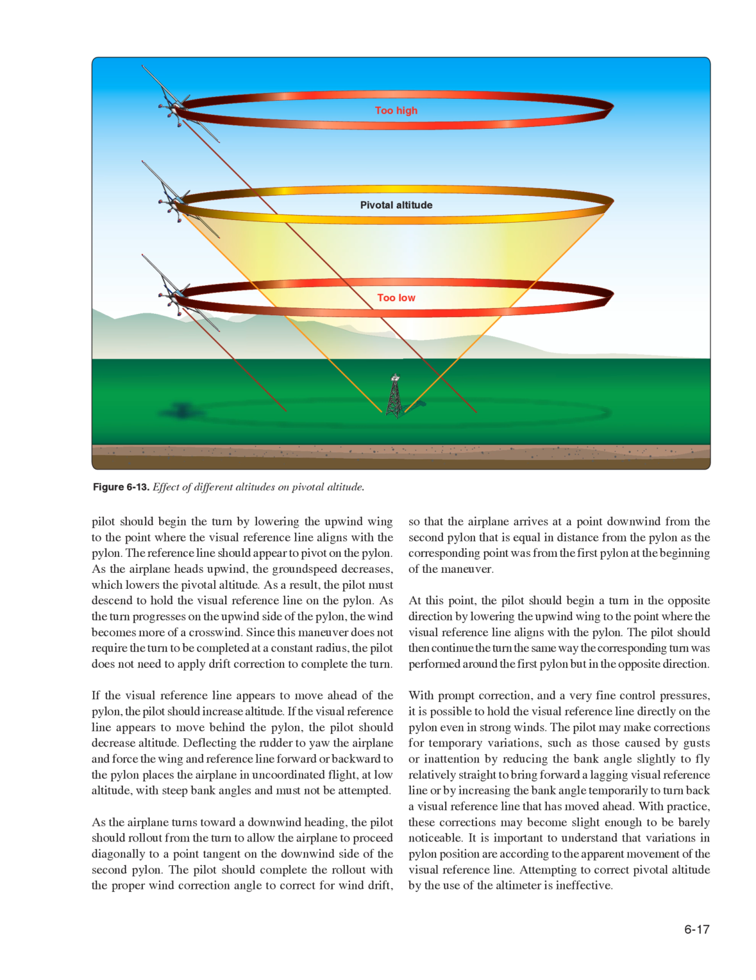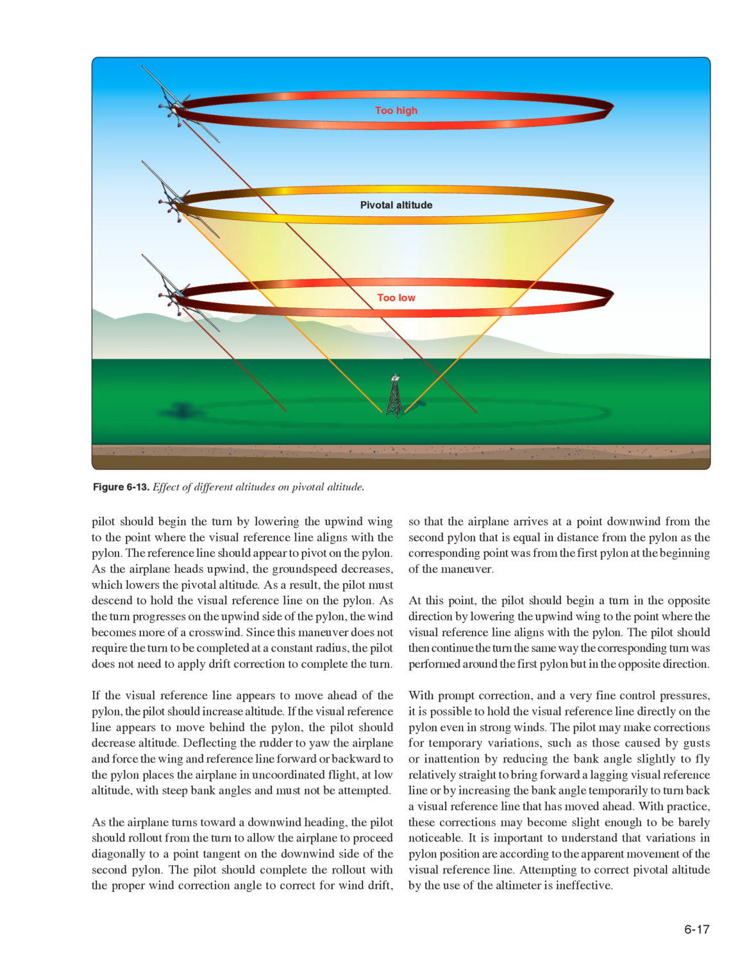Deflecting the rudder to yaw the airplane and force the wing and reference line forward or backward to the pylon places the airplane in uncoordinated flight, at low altitude, with steep bank angles, and must not be attempted. As the airplane turns toward a downwind heading, the pilot should roll out from the turn to allow the airplane to proceed diagonally to a point tangent on the downwind side of the second pylon.